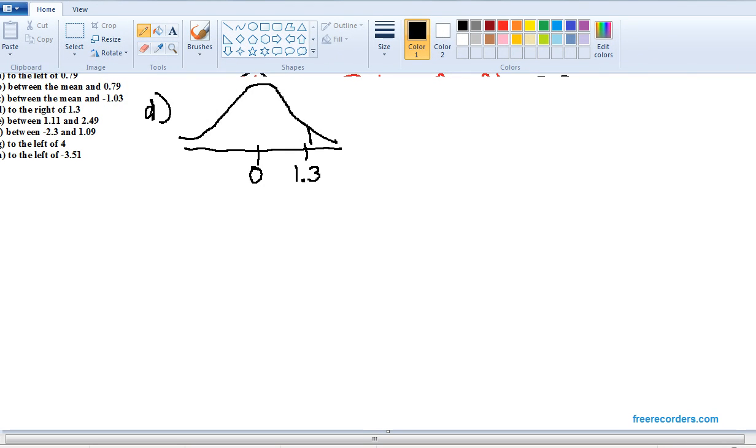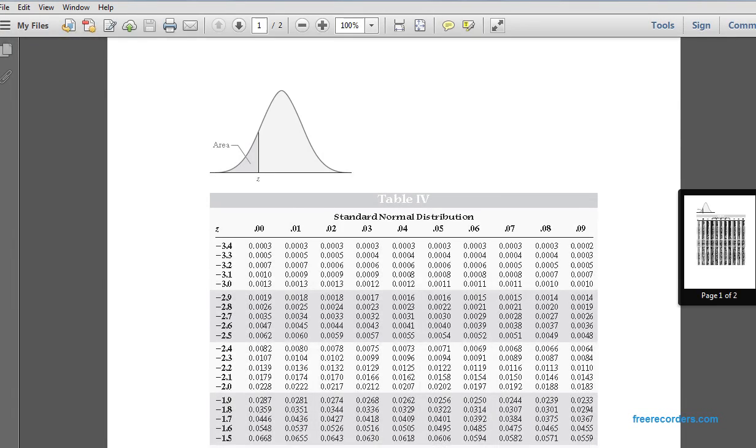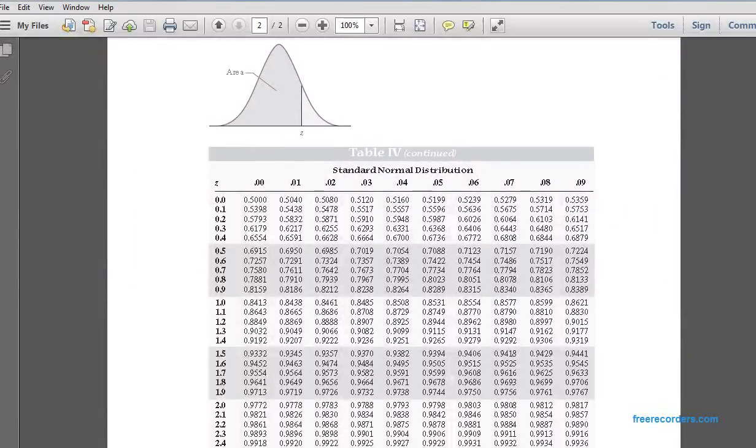1.3, being a positive number, is to the right of 0, so we're trying to find that area right there. Now, let's look up 1.3 in our table. It's going to be on the second page because 1.3 is positive. Now, 1.3 is the same as 1.30.